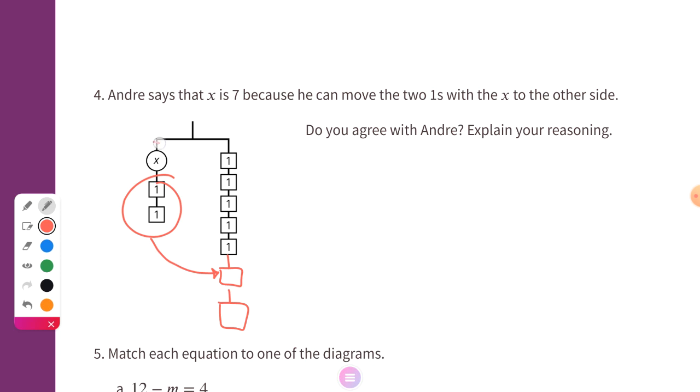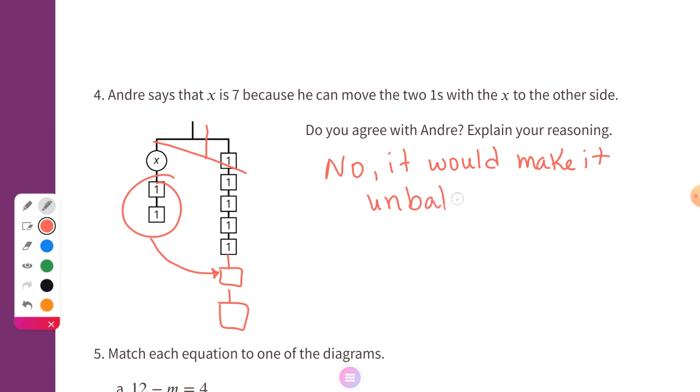Yeah, it would be unbalanced. It would look more like this. That side would be heavier. So do you agree with Andre? No. And it would make it unbalanced. Does it ask us to solve it on the next part? No? But if you explain, what would the value of X be?